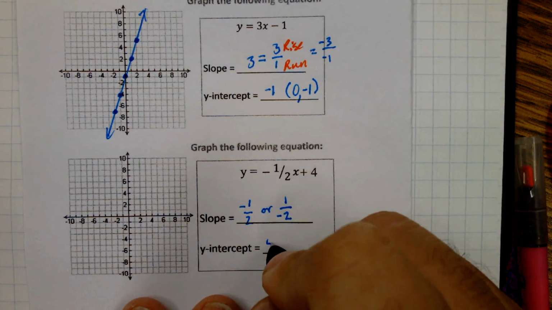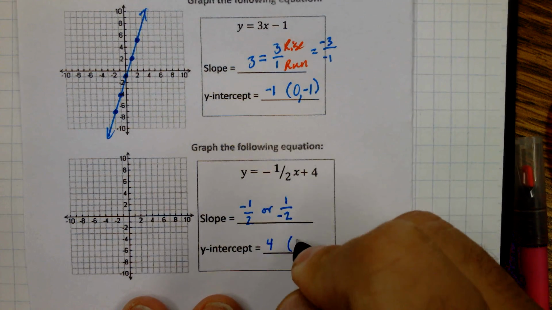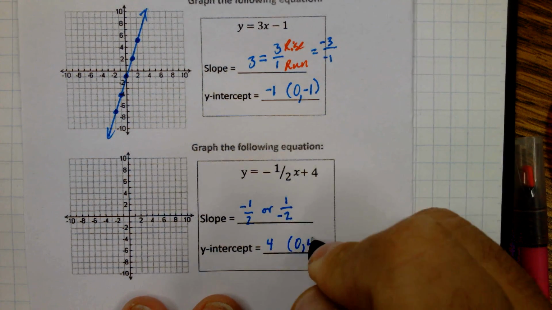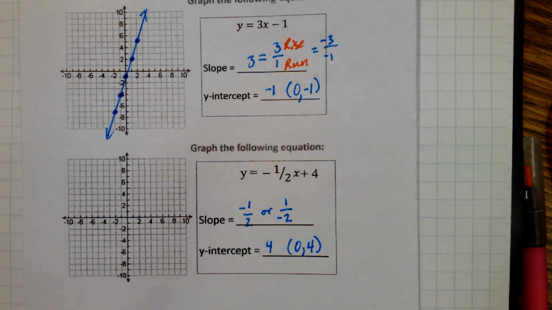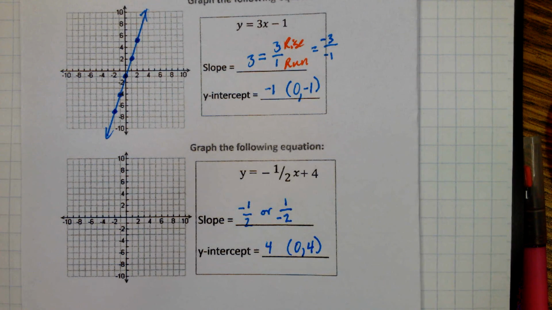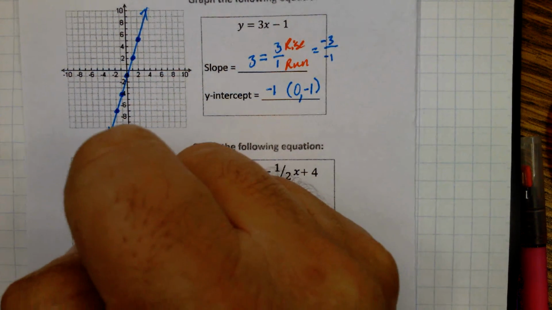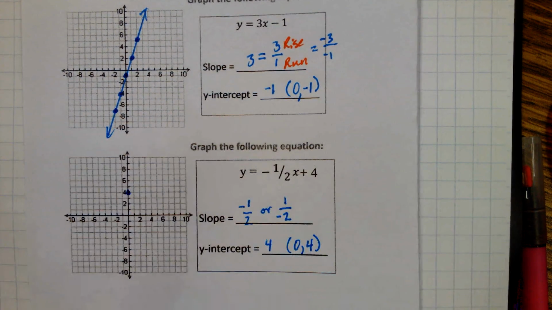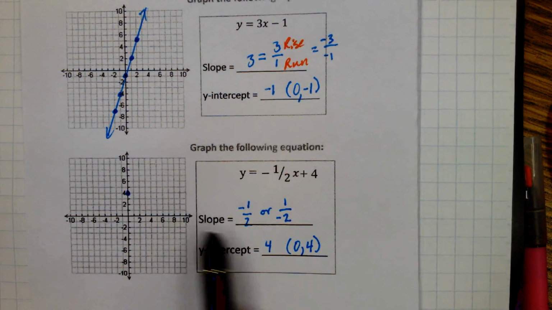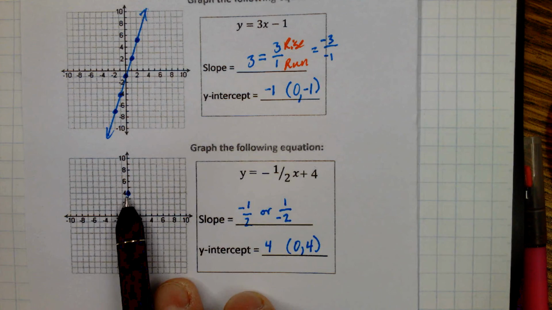Positive 4. I'll write the coordinates as well since this is our notes. We want to have all possible information in the notes. Okay, let's try this again. Let's start at our y-intercept number. Look for 4 on the y-axis, or (0, 4). Okay, and now the slope is negative 1 over 2.